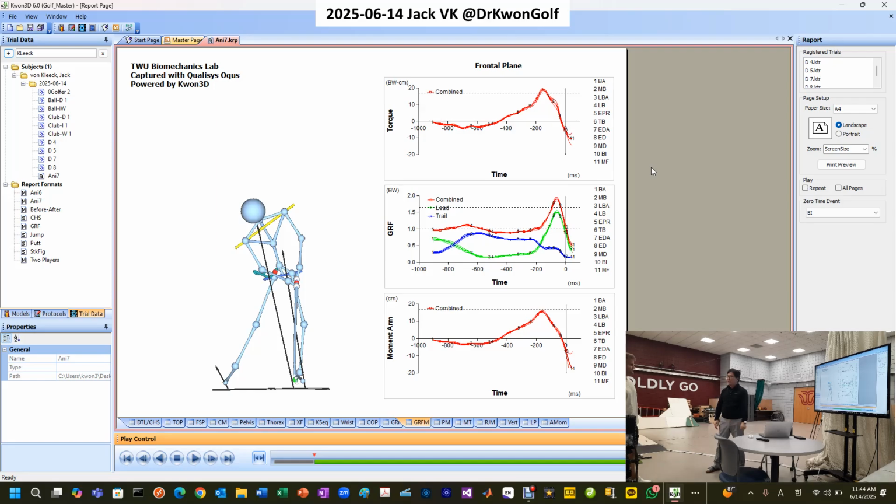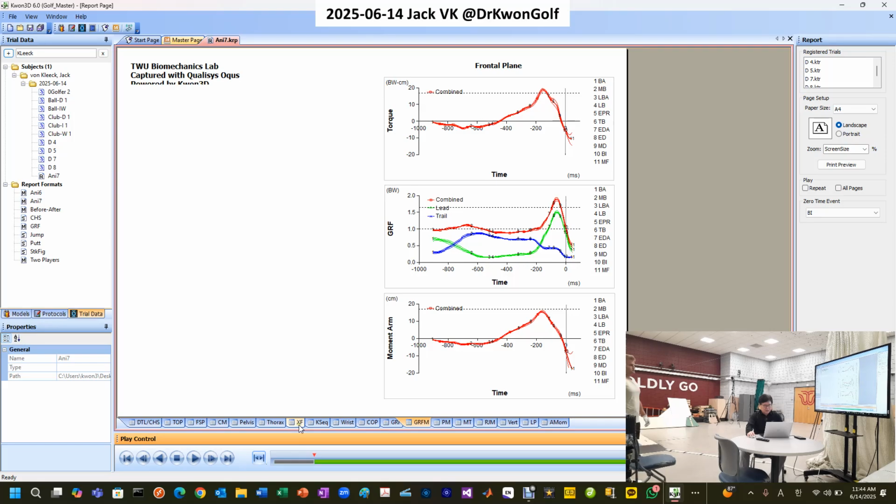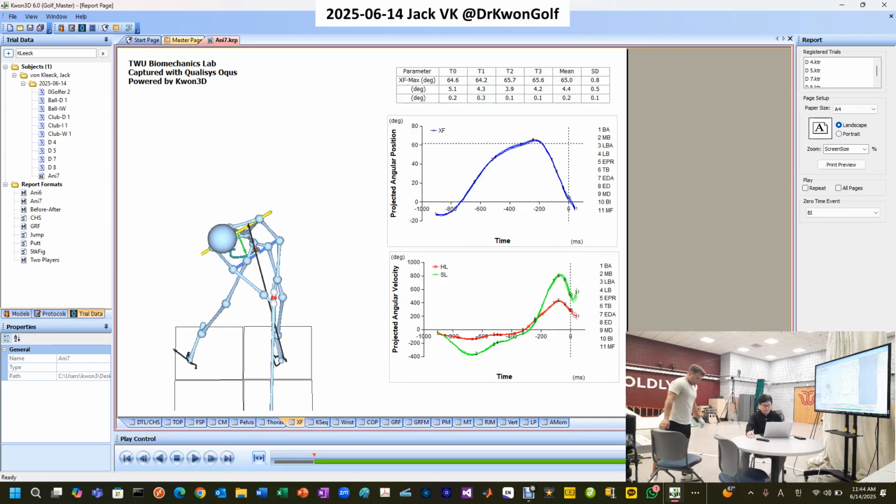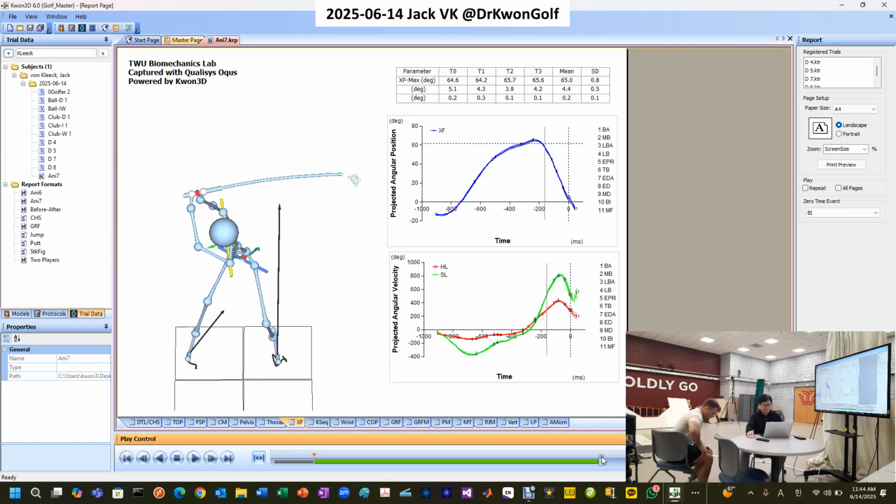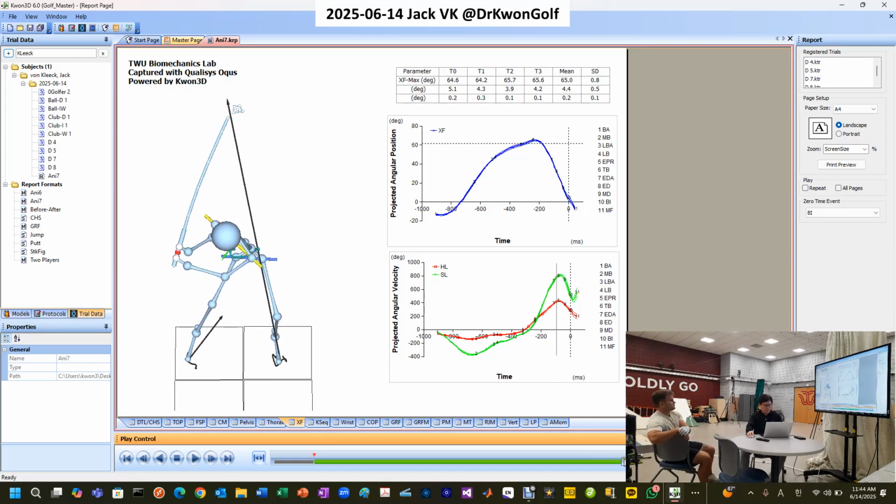And then when the club stays away from your body in the downswing, let's use this one here. So now you are flexing your elbow quite a bit here, but the club's center of mass is actually staying away from your body. Because of this, the overall system moment of inertia increases.